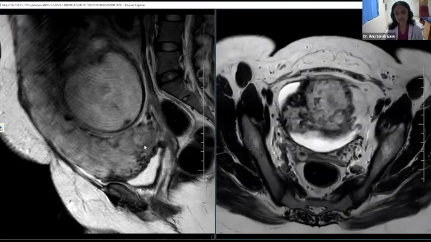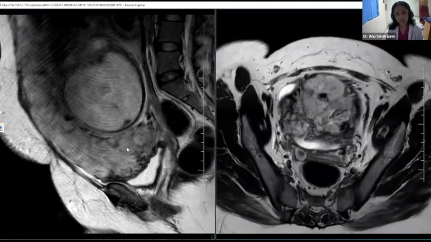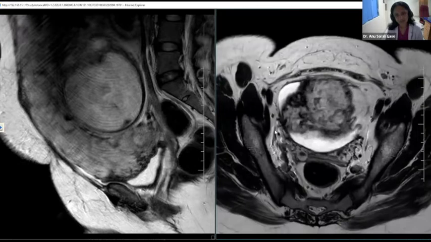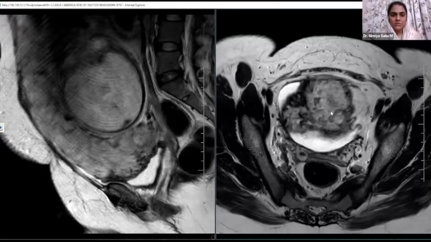And from the plain images, we gave a diagnosis of... what is your diagnosis? Since the myometrium towards the inferior aspect is not very well defined, I would think about abnormal placentation, like placenta percreta.